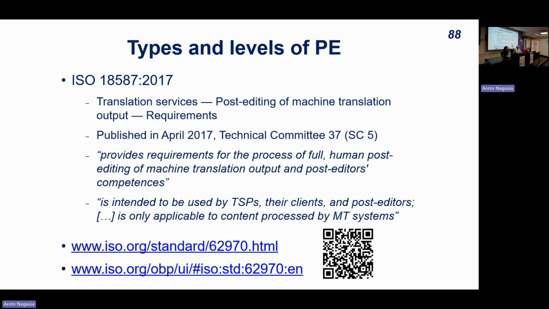Again, a very authoritative document here is the ISO standard 18587 from 2017. The name is Translation Services, Post-Editing of Machine Translation Output, Requirements. This was published just about 9 years ago in April 2017 by Technical Committee 37. And what it does, I quote, is provides requirements for the process of full human post-editing of machine translation output and post-editors' competencies. It is intended to be used by translation service providers, their clients and post-editors, and is only applicable to content processed by MT systems.